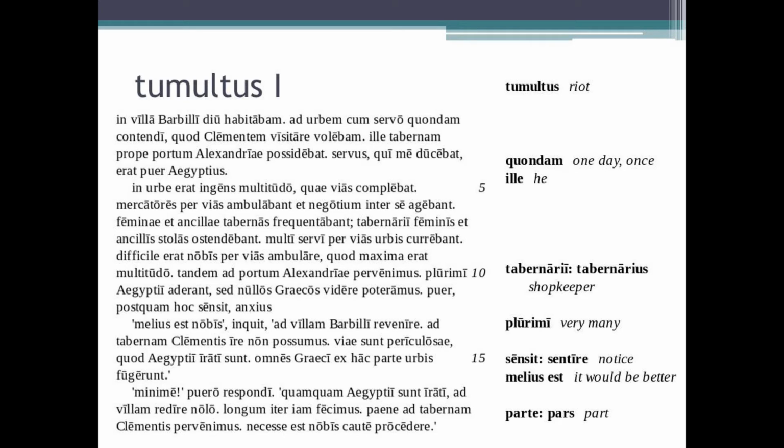Many slaves were running through the streets of the city. It was difficult for us to walk through the streets, because the crowd was very big. At last, we reached the port of Alexandria. Very many Egyptians were present, but we could not see any Greeks.